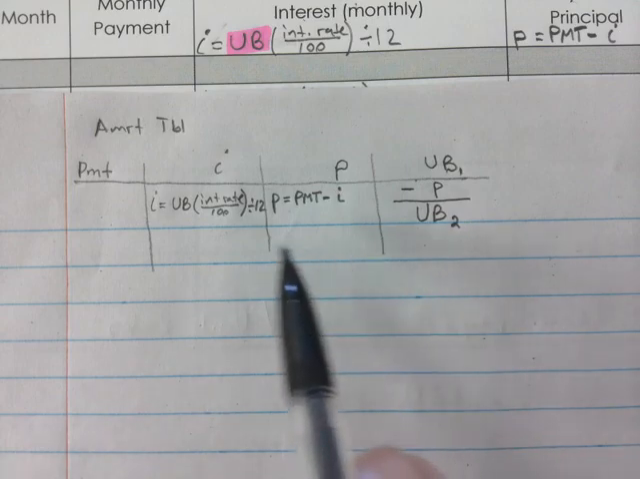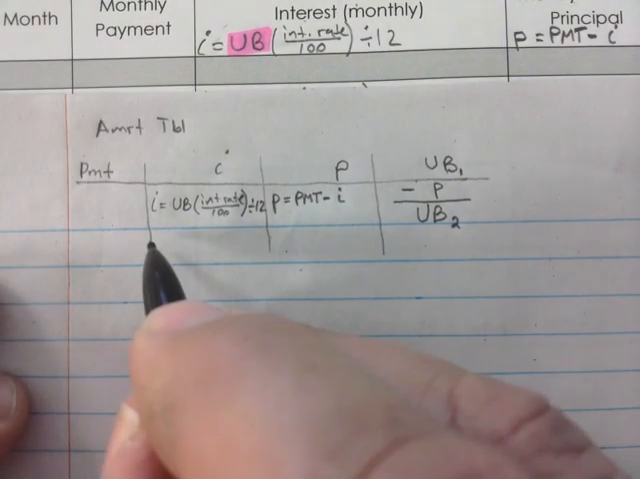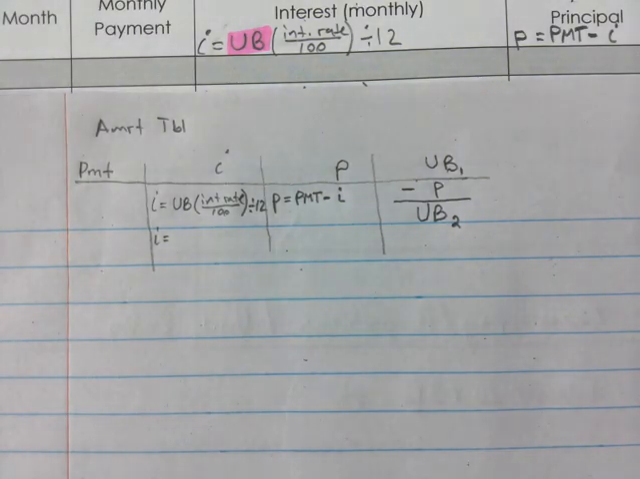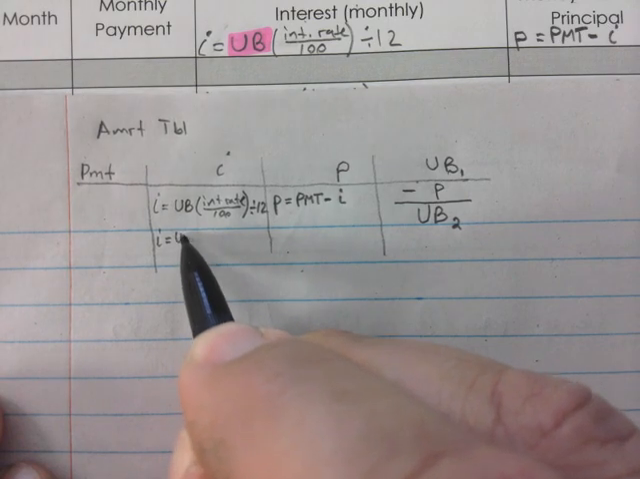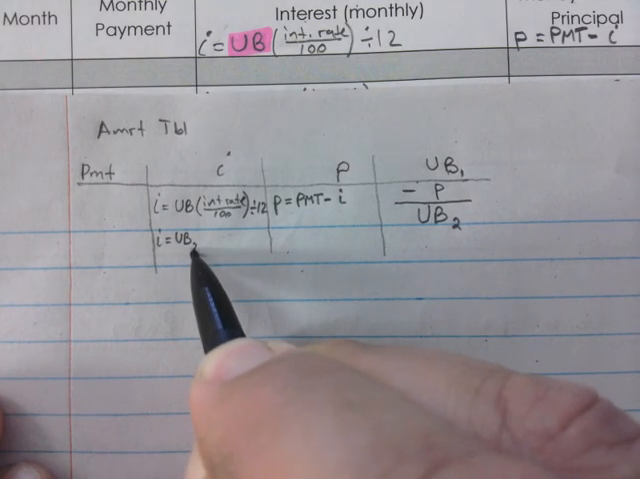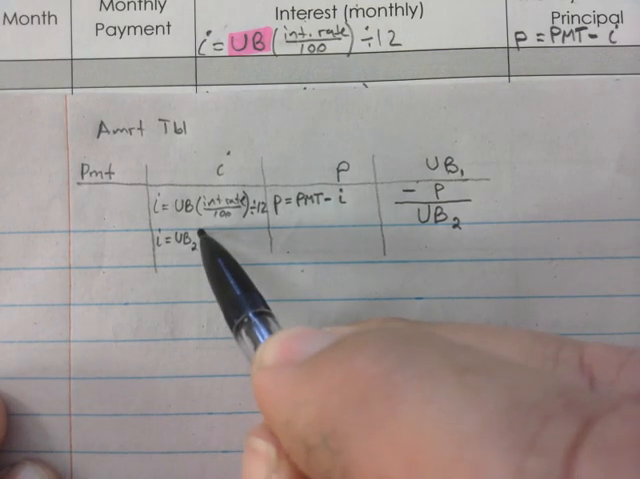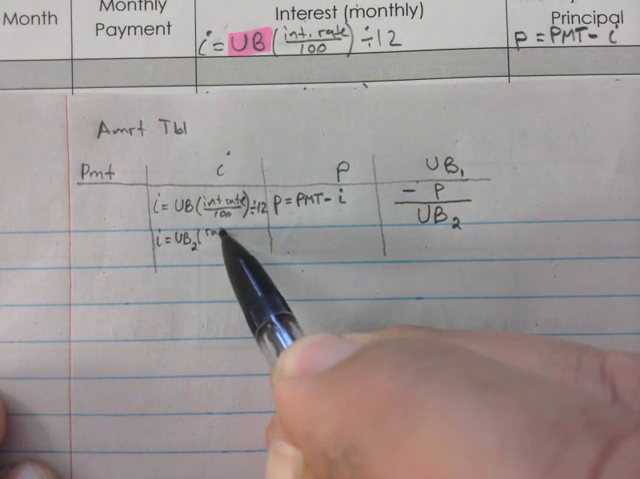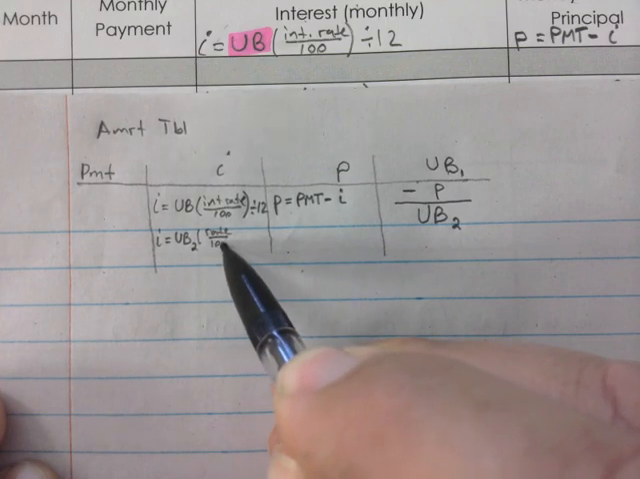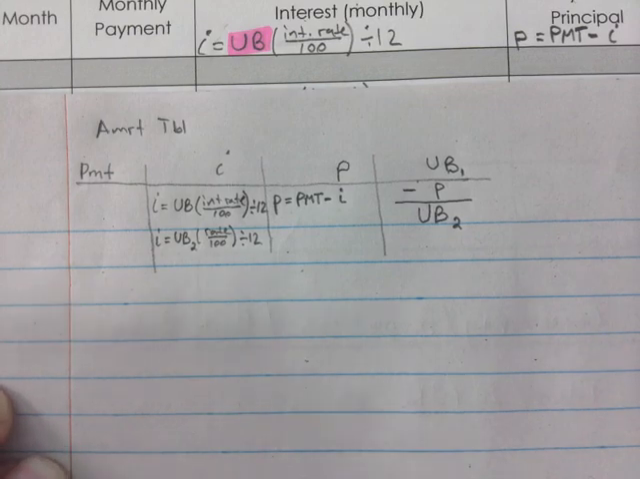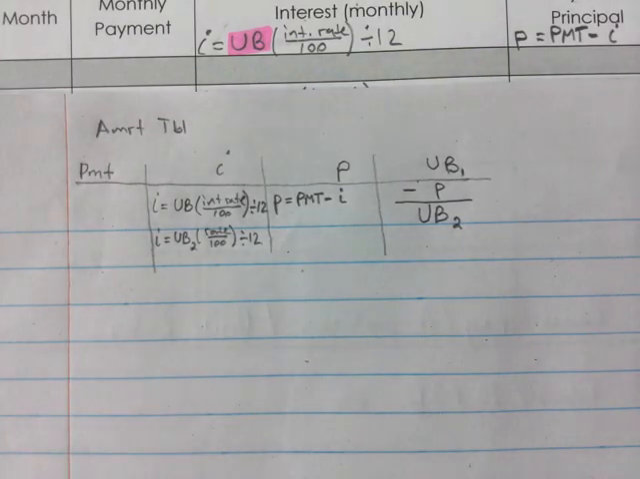Then I go over here, maybe one more line. So for now, you can just scribble this down somewhere and then later make a nice copy of it. And then you go unpaid balance sub 2. See what I did there? Right now, I'm just going to go rate divided by 100, all of that divided by 12. And the cycle continues. This goes on and on and on, right?